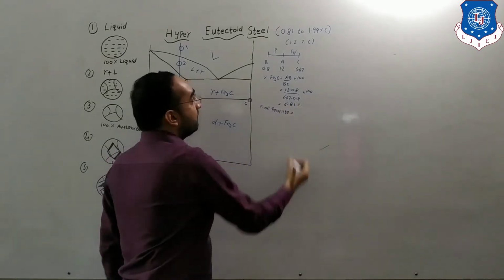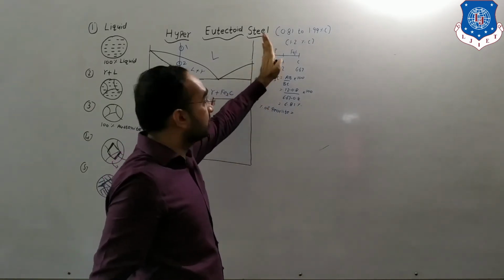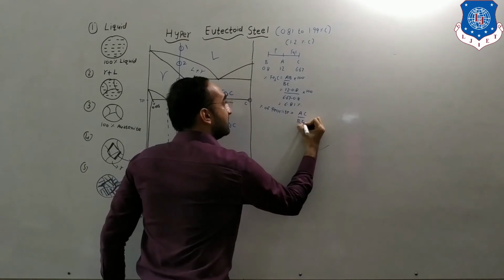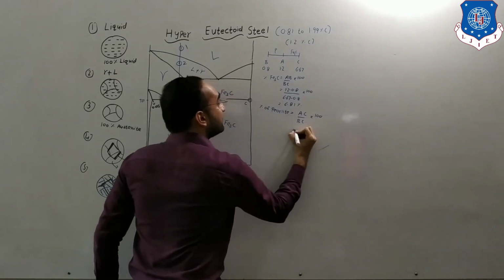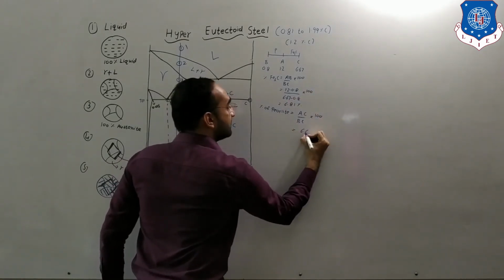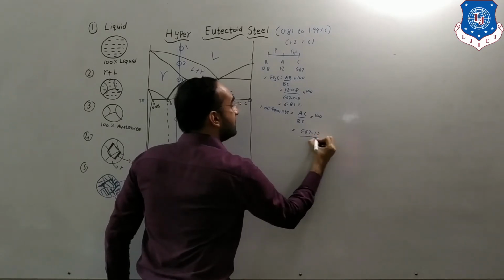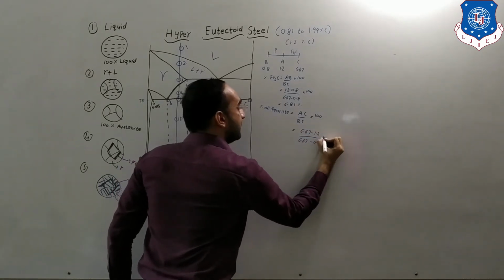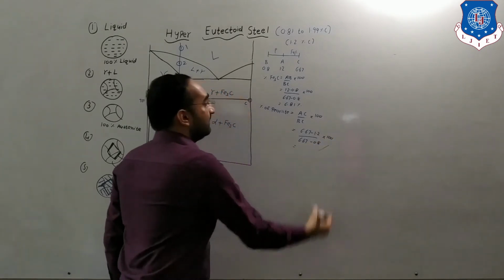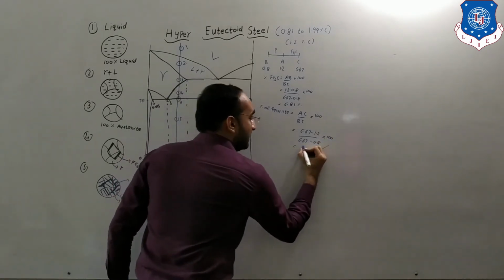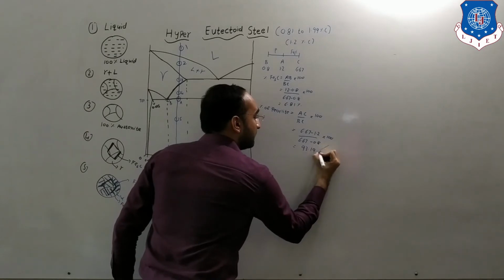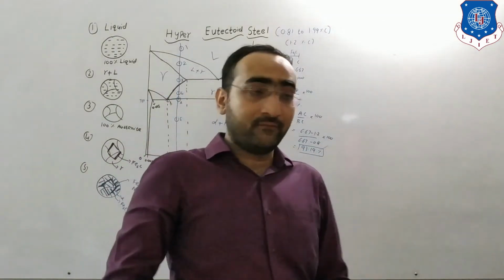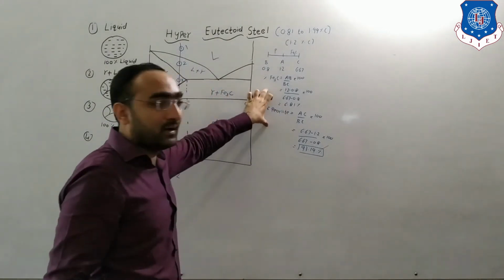Now moving on to the percentage of pearlite, how can we find it out? Pearlite is located over here, so its opposite side, that is AC upon BC multiplied by 100. AC is 6.67 minus 1.2, divided by 6.67 minus 0.8, multiplied by 100. It gives you around 93.19%. So this is how we can find the cementite and pearlite percentages.